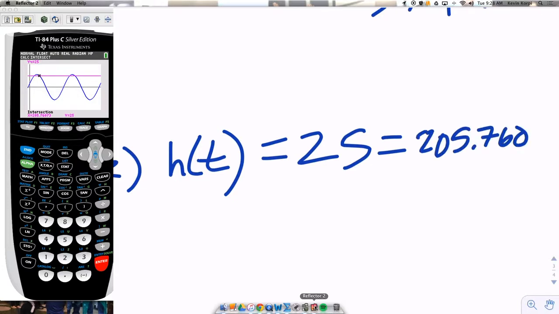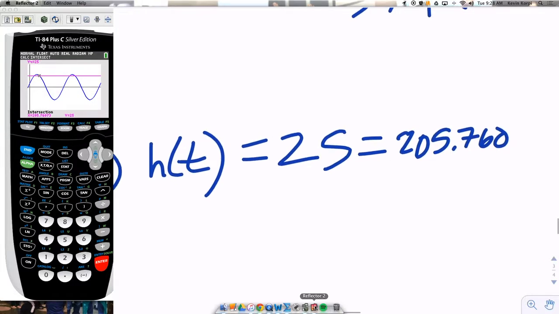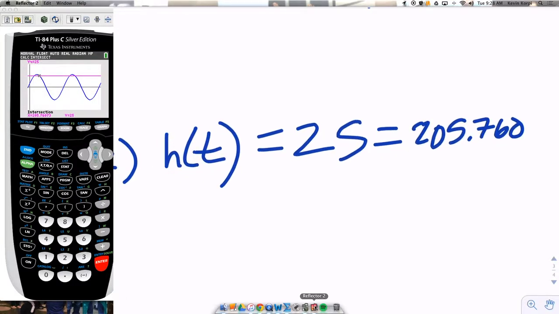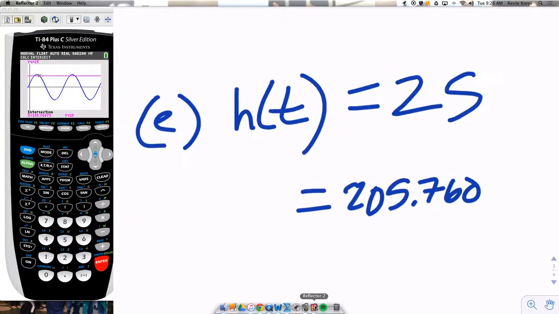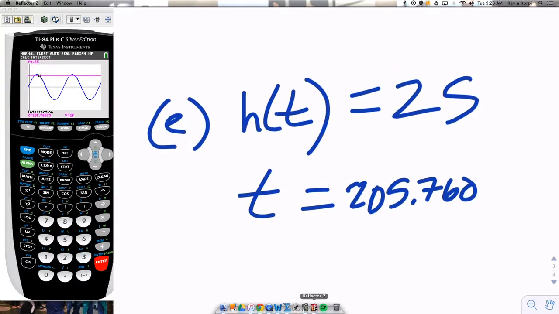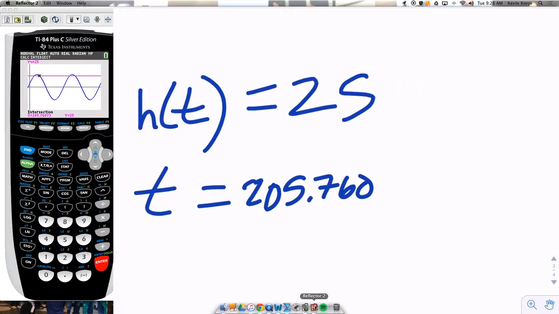Is that right? Does 25 equal 205? No. That's a misuse of equality, and you're going to lose a point every time if you do that. H of t equals 25 when t equals 205.760. And what are the units on that? Minutes. So I report 3 decimals, and that 0 is important. It's part of the accuracy.